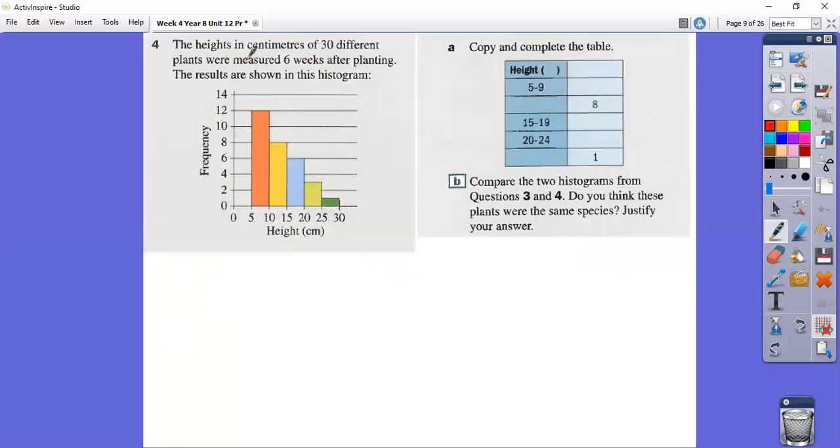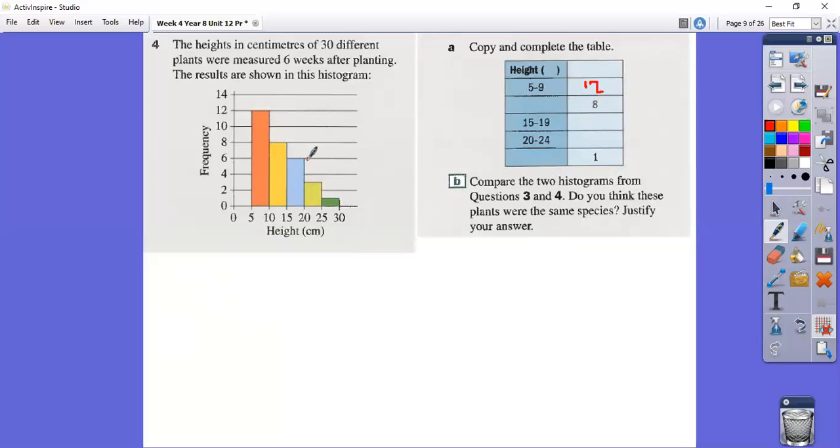For question 4, the heights in centimeters of 30 different plants were measured 6 weeks after planting. The results are shown in this histogram. So here's a histogram of a different set of plants, and here's the frequency. Here it says copy and complete the table. So you've got height 5 to 9. Now you've got to read this, so 5 to 9 would be around here. You see the frequency there, you would have put was 12.